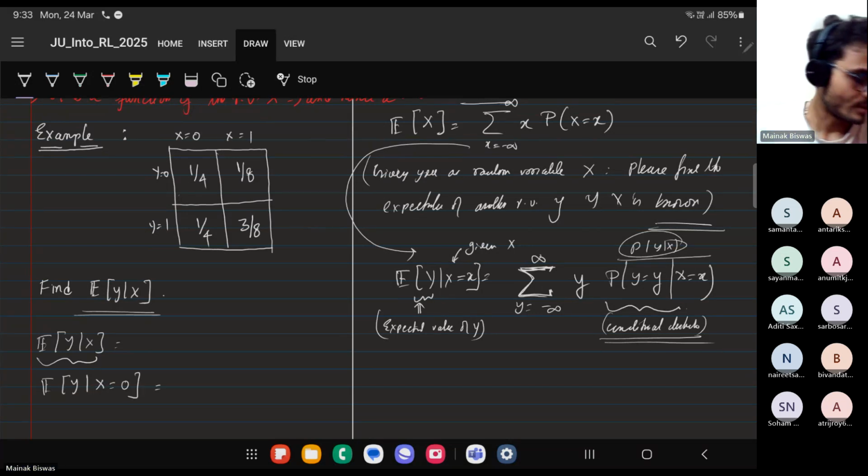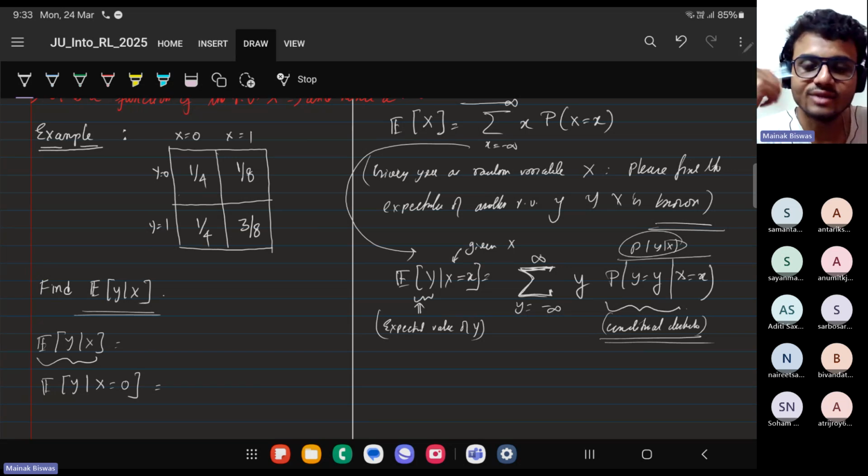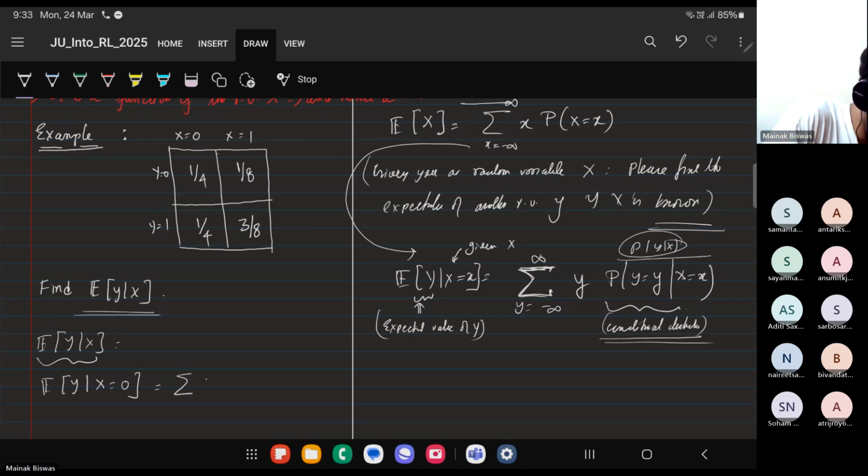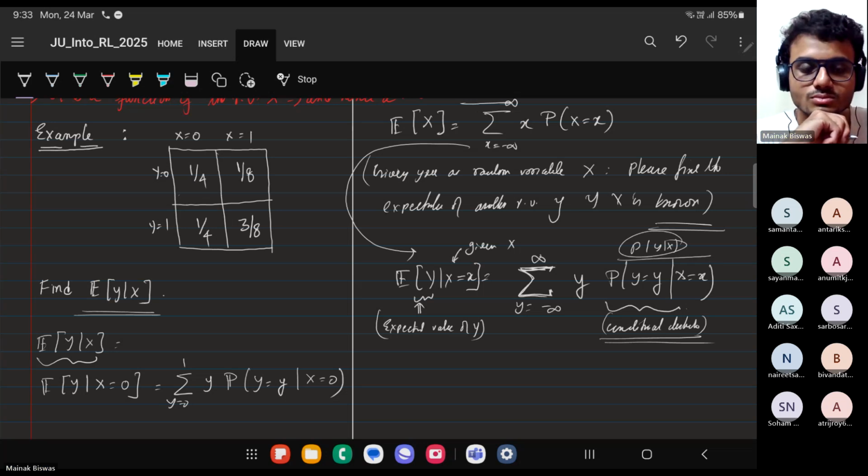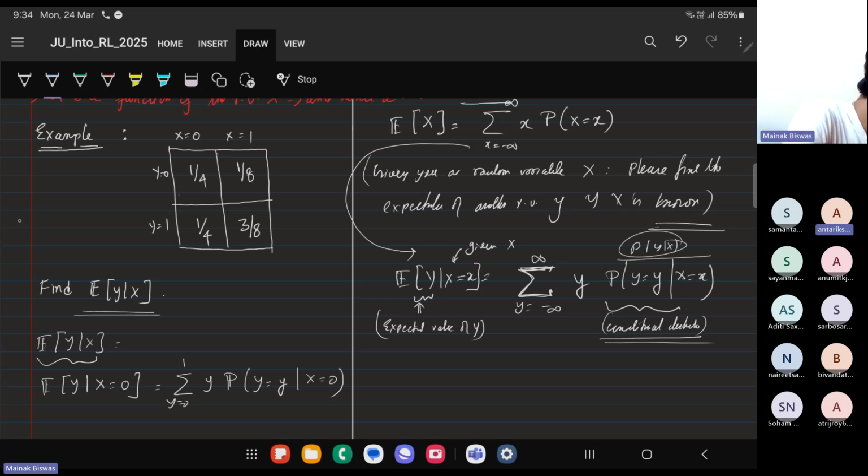So for finding this, we'll find the expected value of y given x is equal to 0. If x is given to be 0, what can I write this as? Y equal to 0 and 1, probability of y equal to small y given x equal to 0. Yes or no? Do you agree? This is fine.